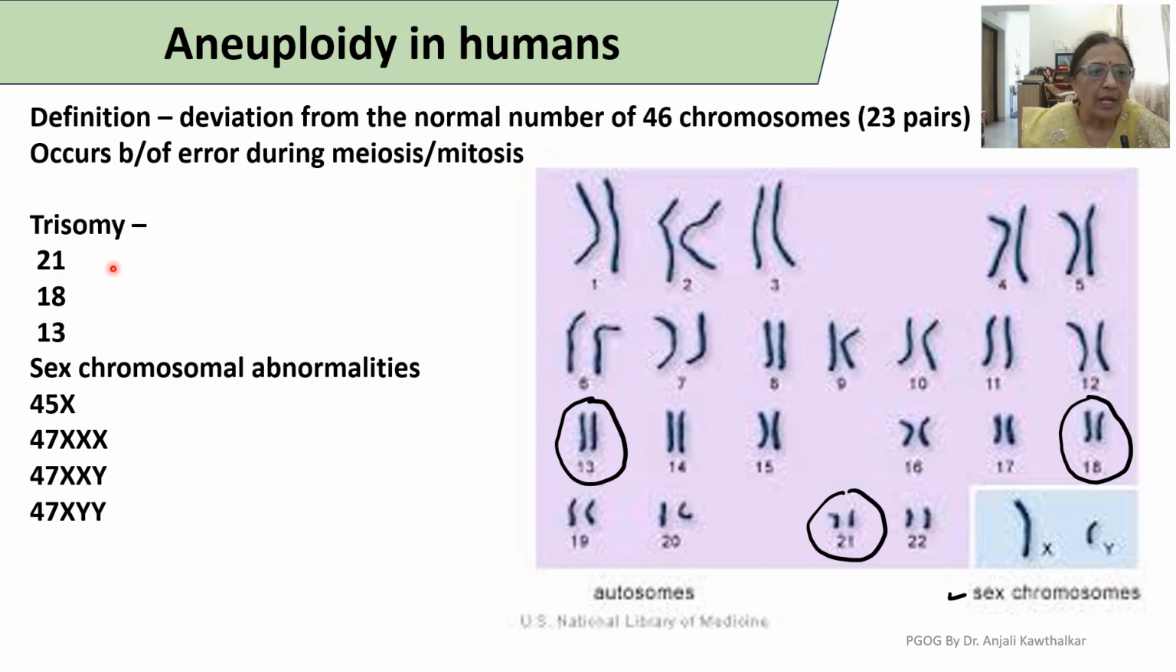Common aneuploidies are trisomy 21, trisomy 18, trisomy 13. Sex chromosomal abnormalities come next in frequency if we see the overall aneuploidies, where there can be 45X, that is Turner syndrome, or 47XXX, XXY, or XYY. So here, as we can see, the commonest aneuploidy is trisomy 21, where instead of 2 chromosomes, we will be having 3 chromosomes. Followed by trisomy 18, trisomy 13, and related to the sex chromosomal abnormalities, we can have various abnormalities.